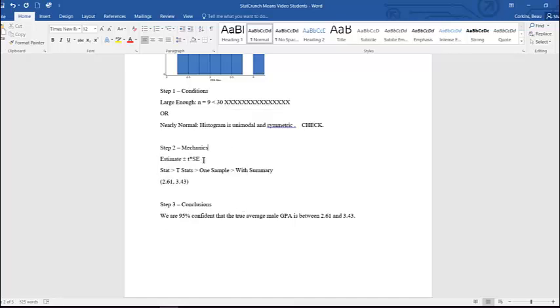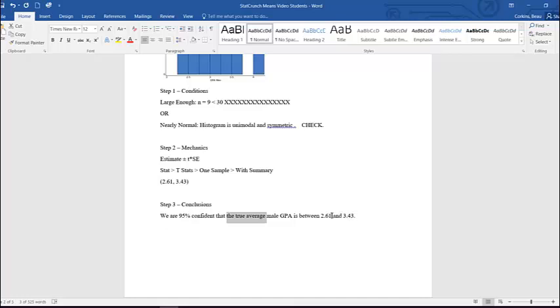Our concept is still the same as it's been: estimate plus or minus t star times the standard error. That's practically the same thing we were using for proportions. We just have t star instead of z star. But my point is that this basically means I can do this whole thing in StatCrunch. Then the only part we have to do is interpret. We are 95% confident that the true average male GPA is between 2.61 and 3.43.